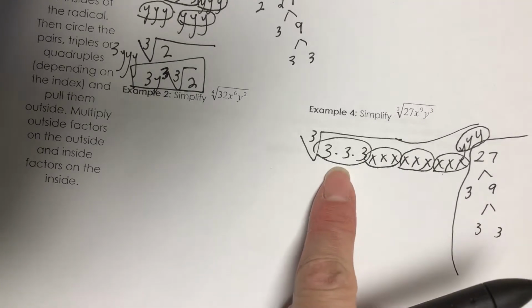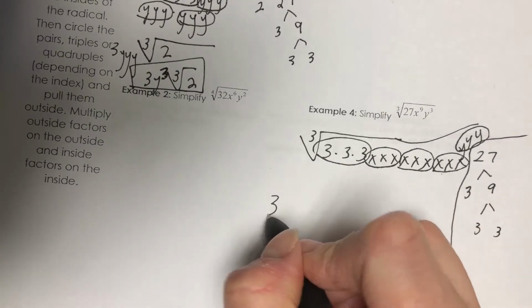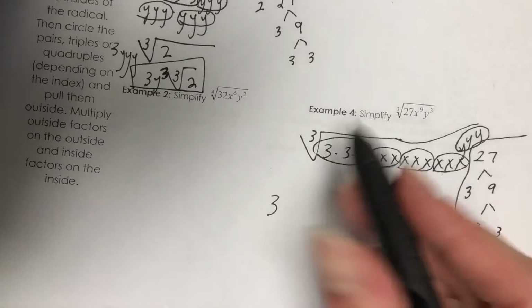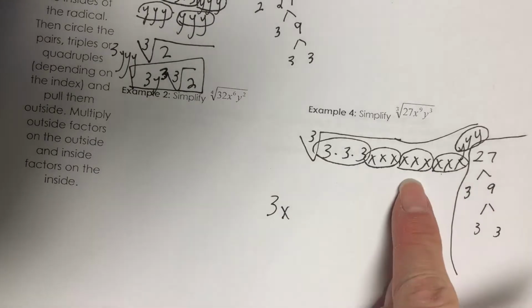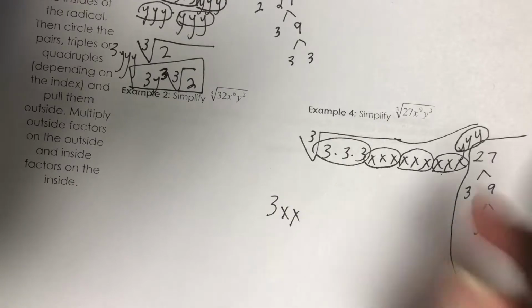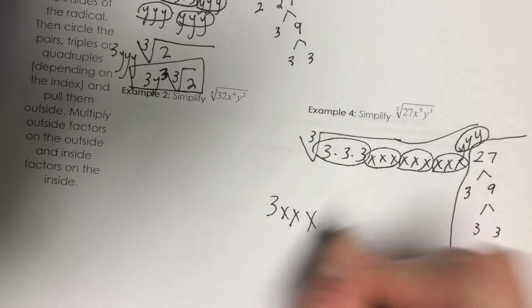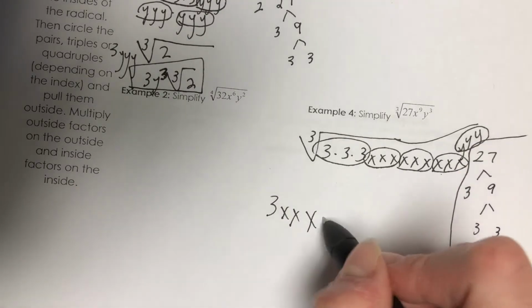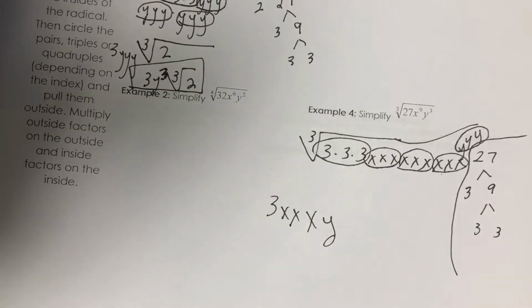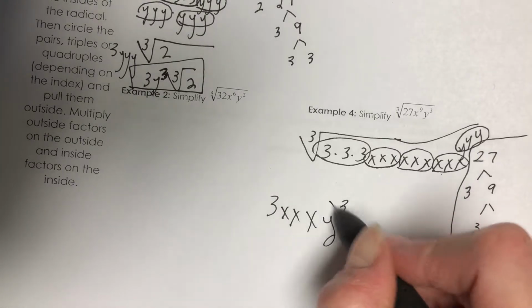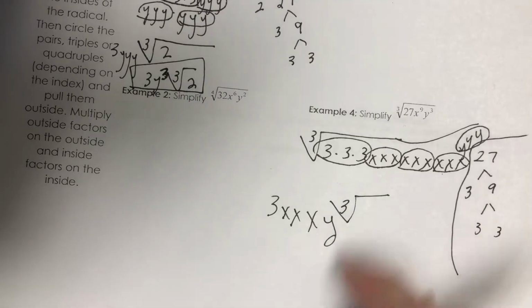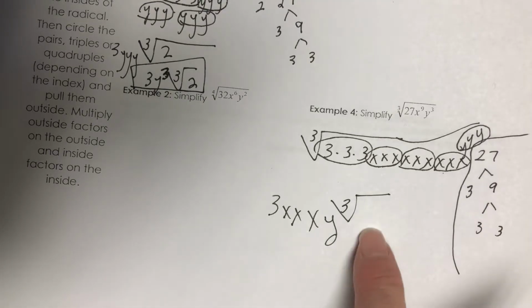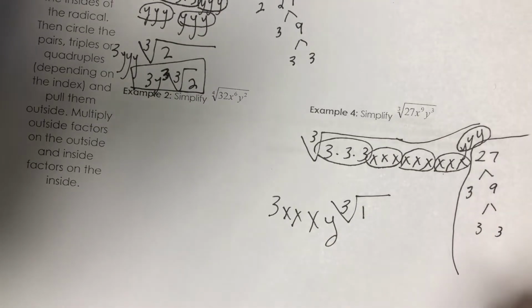So I can take out 3 for this group. I can take out x for this group. Take out x for this group. Take out x here. And take out y for that group. There's nothing left inside, so I can say it's the cube root of, if everything came out, then that means you just have a 1 sitting inside.